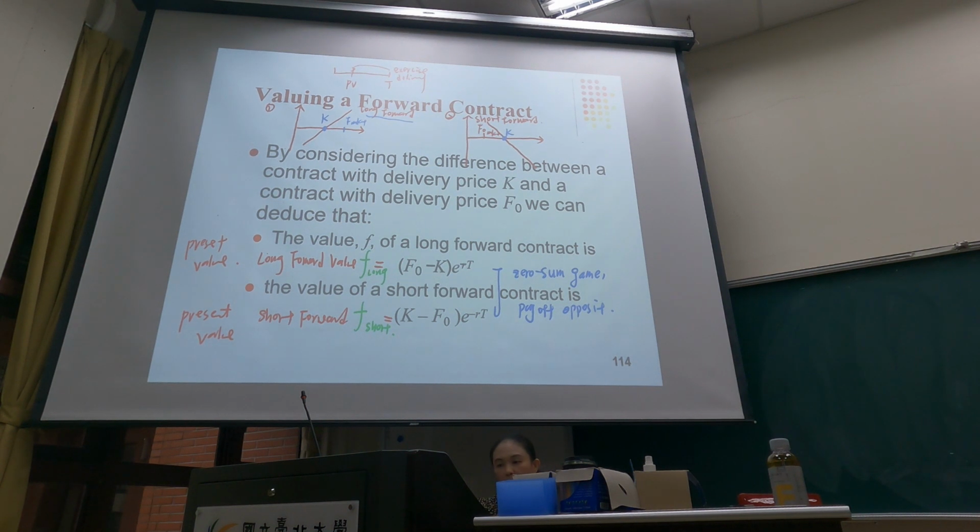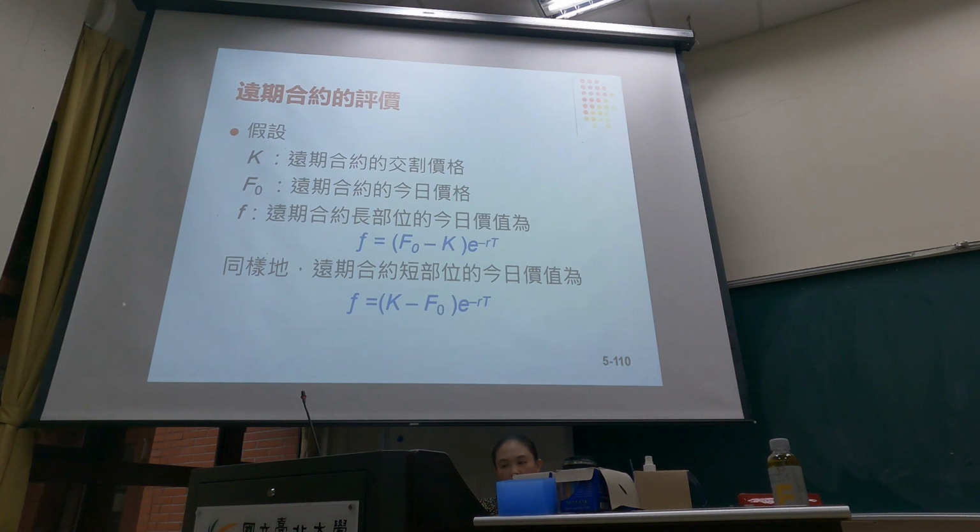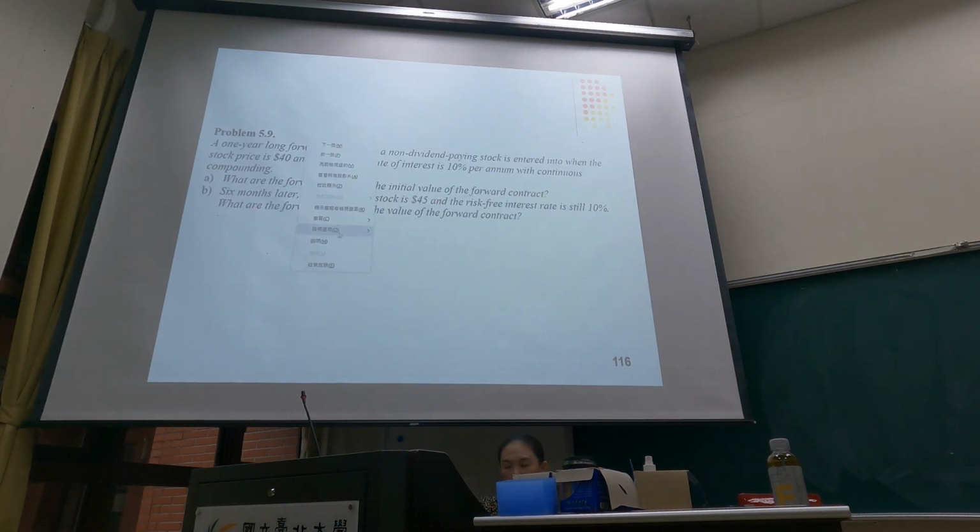Now, the next slide is in Mandarin. You can take a look, but just be careful. The first one is for long. The second one is for short. It writes long position and short position here, okay? The same formula, alright?